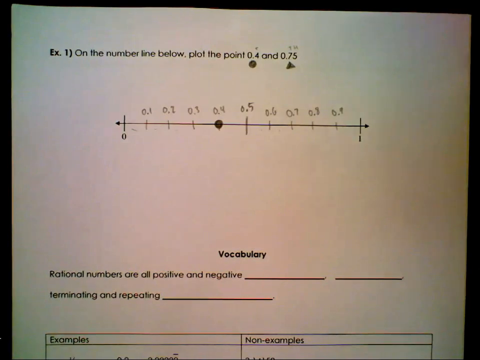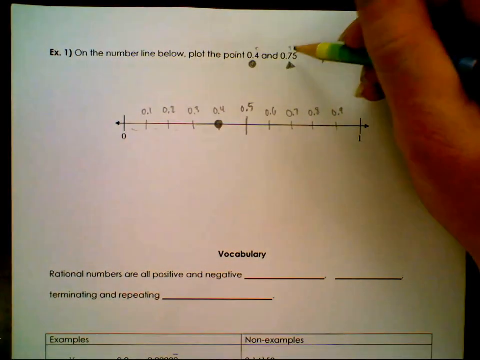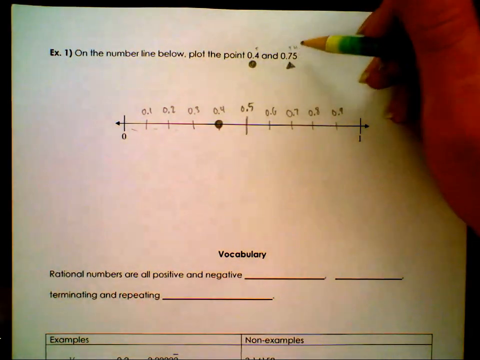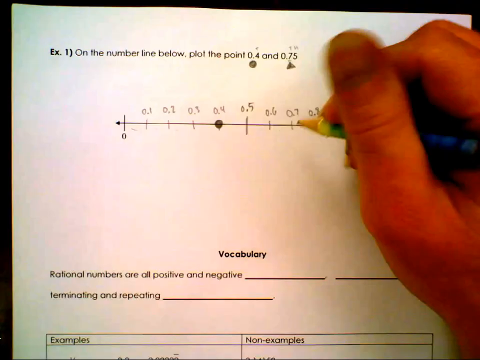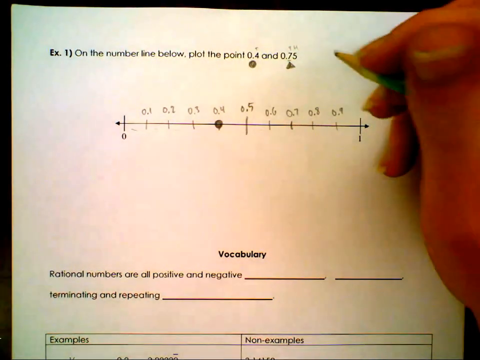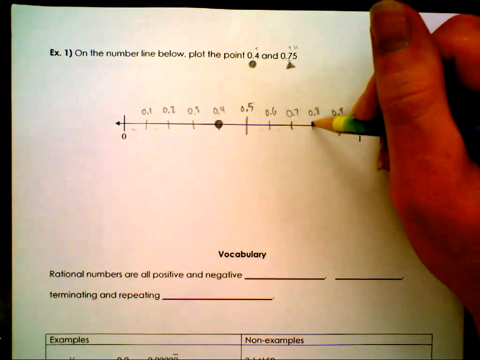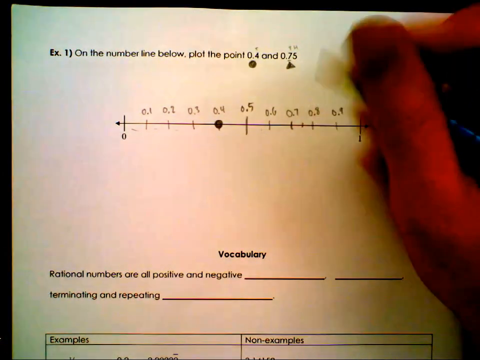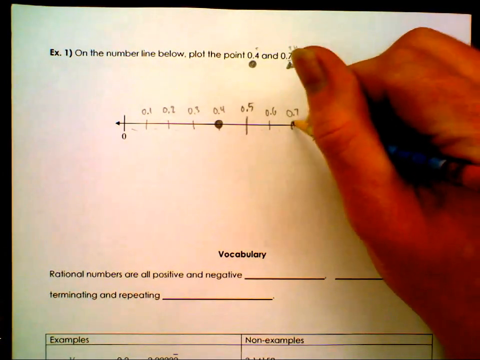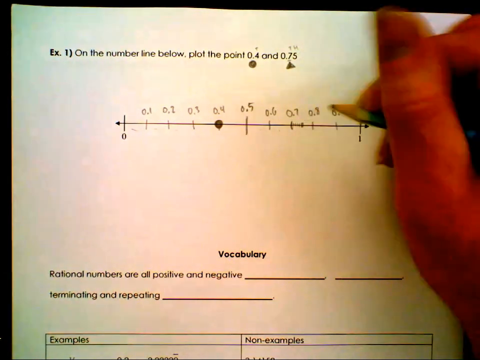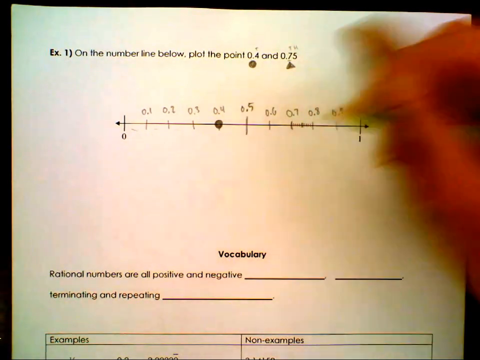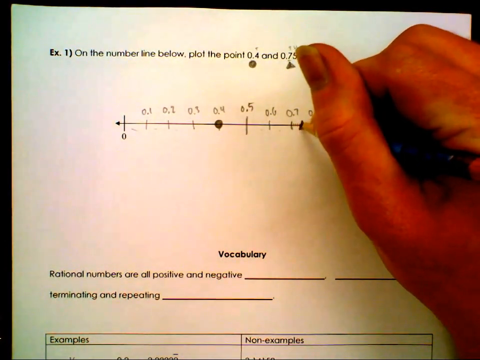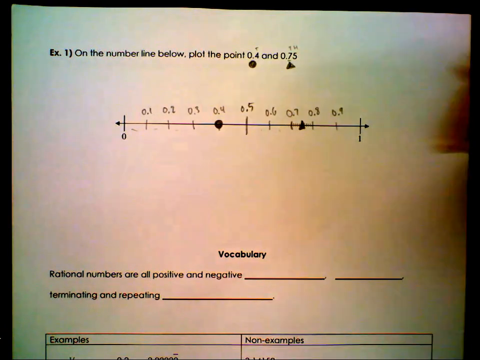Now, 75 hundredths requires one more step. I need to decide which tenths this is in between. Because there's a 7 here, I know it's going to start at 7/10, and the next number up would be 8/10. So it's going to be in between here. So I need to divide these into 10 pieces. So I put my midline, 1, 2, 3, 4, 5, 1, 2, 3, 4, 5. Now 75 is actually going to be right here, right in the middle. So 0 and 75 hundredths goes right there.